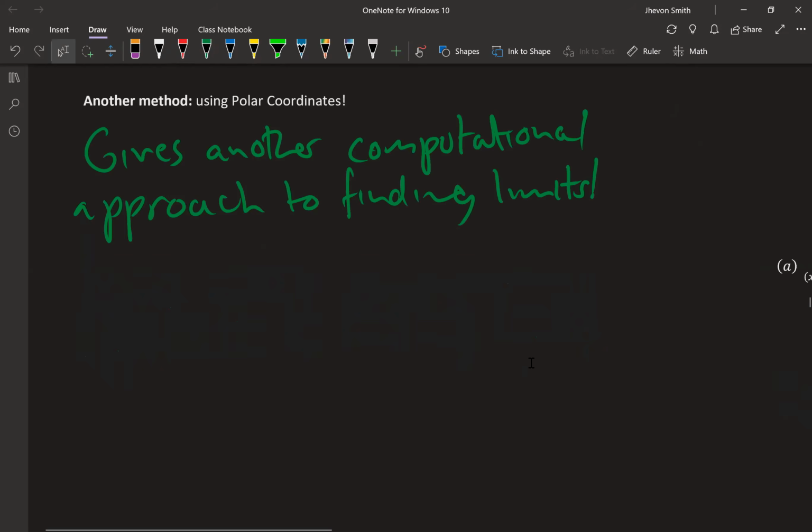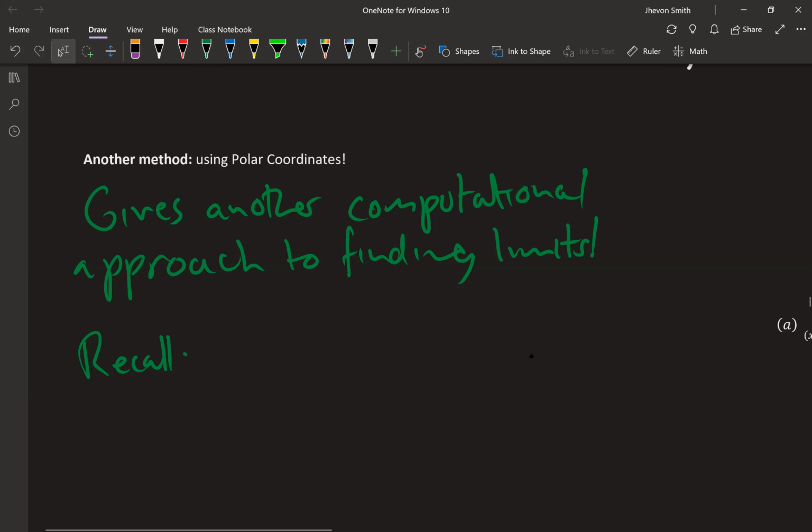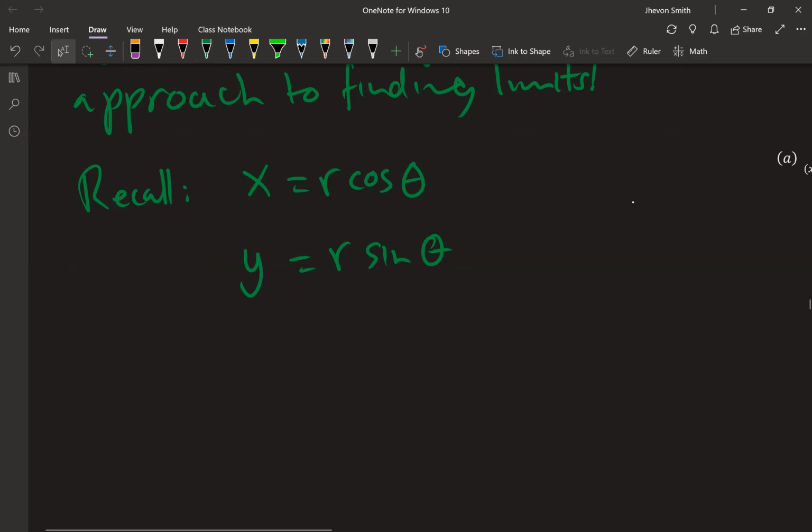At least I think it's cool. So recall, in polar coordinates, what is your x? What is your y? X equals r cosine theta. Y equals r sine theta. Is there an equation that relates r, x, and y? Right, we also know that x squared plus y squared equals r squared.